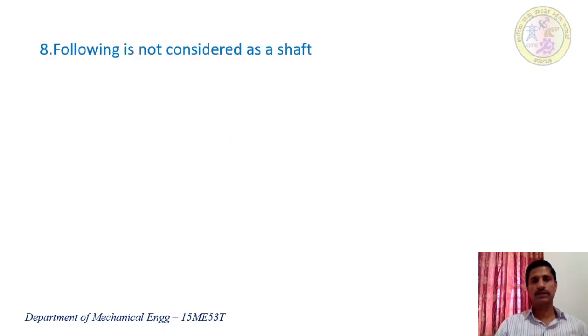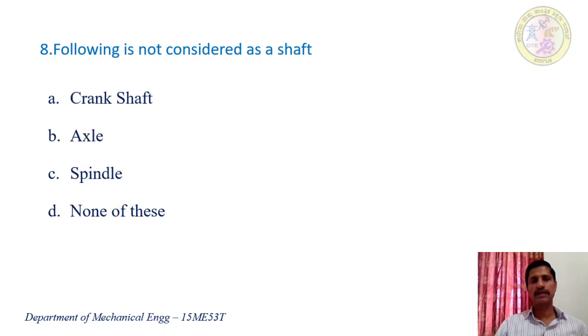Next question is, following is not considered as a shaft: crankshaft, axle, spindle, none of this. Please give your answer. Right answer is none of this, because crankshaft, axle and spindles are considered as a shaft.